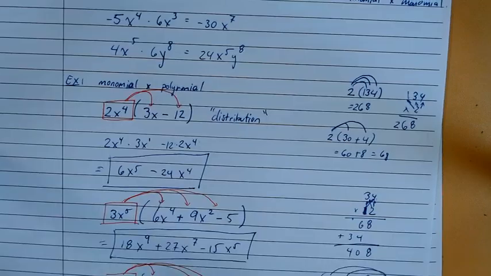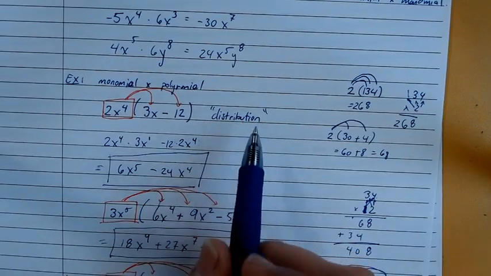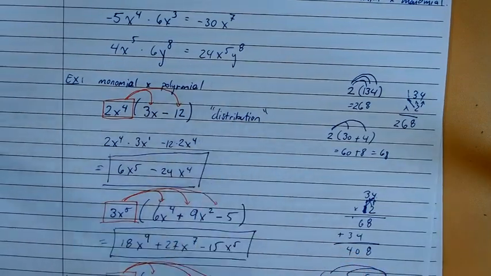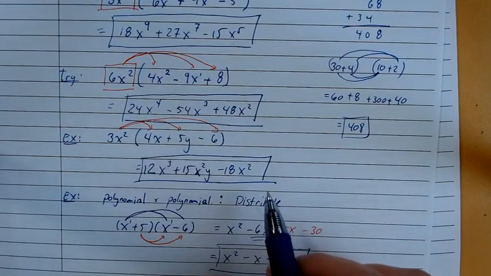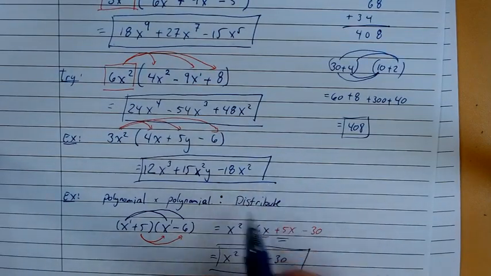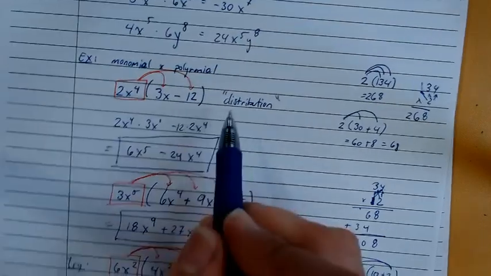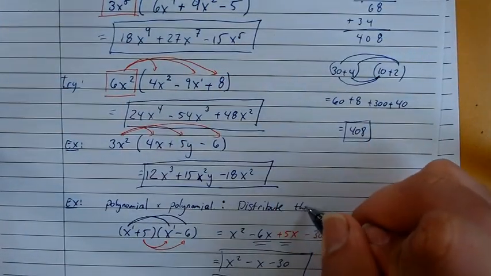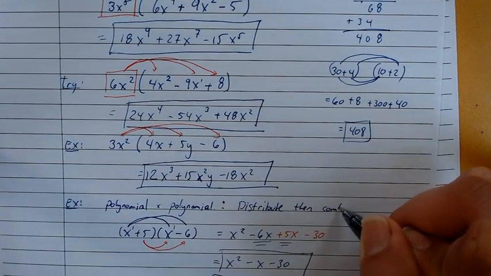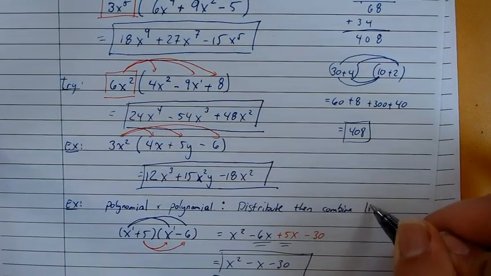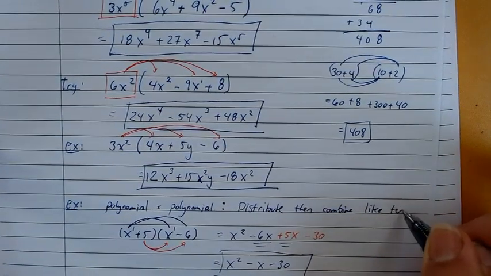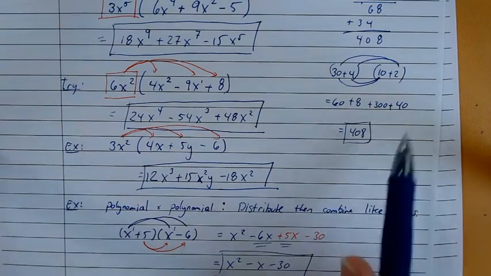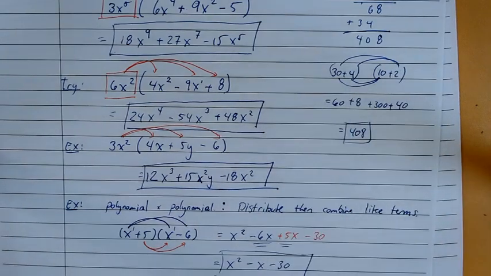So to multiply polynomials, what you're going to do is you're going to distribute. The same way we did up here, we're going to use distribution. Right? The process is called distribution. We distribute, then combine like terms. Which is essentially what we've always done to multiply.